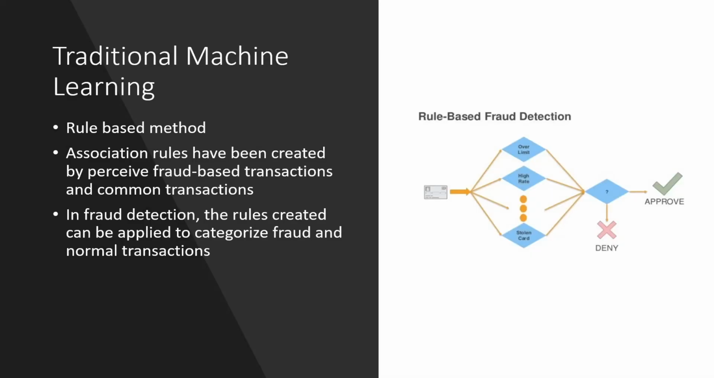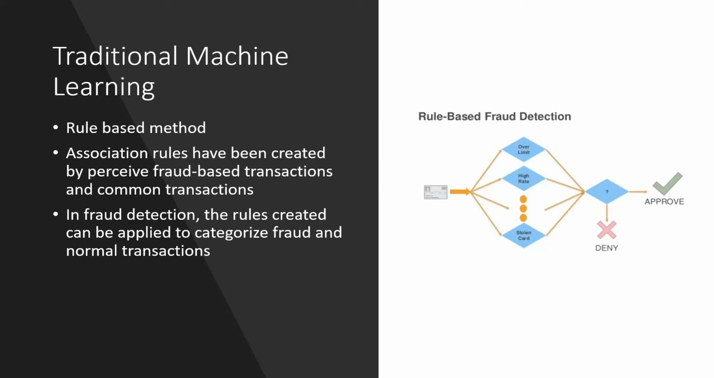Then we have rule-based methods. This is essentially having rules of what is a common transaction and what is a fraud-based transaction. And these rules are created by domain experts. They're the ones who specialize in this. So there you can see a little bit of human involvement, actually experts seeing what makes a transaction fraud. And here we have some examples: over the limit, high rates, stolen card. Obviously if you know it's a stolen card, you want to say right away that any transaction after reporting a stolen card should be denied.